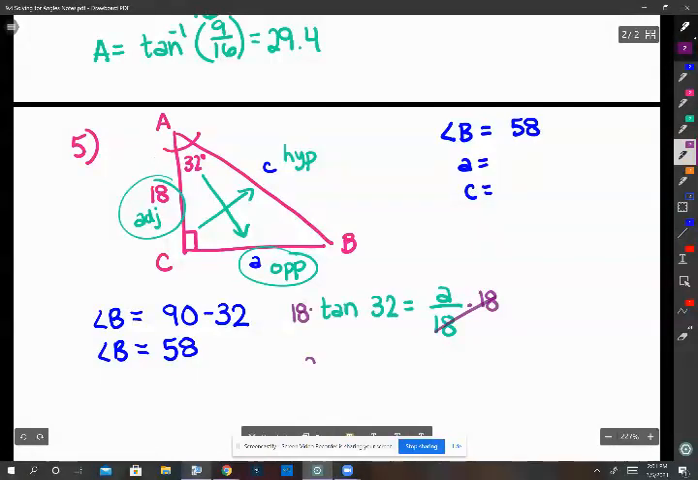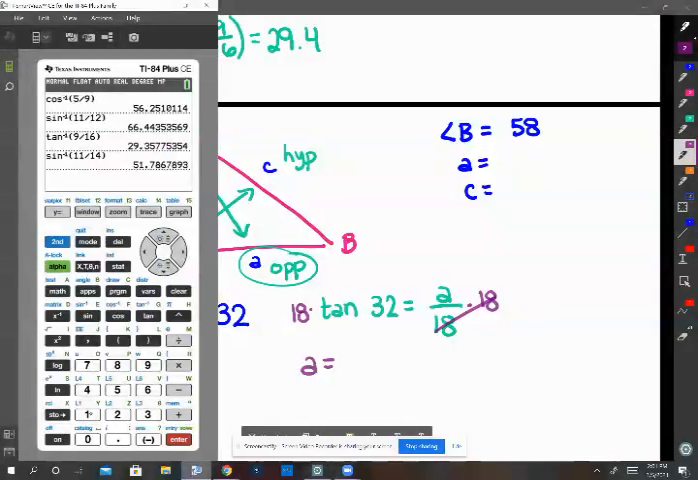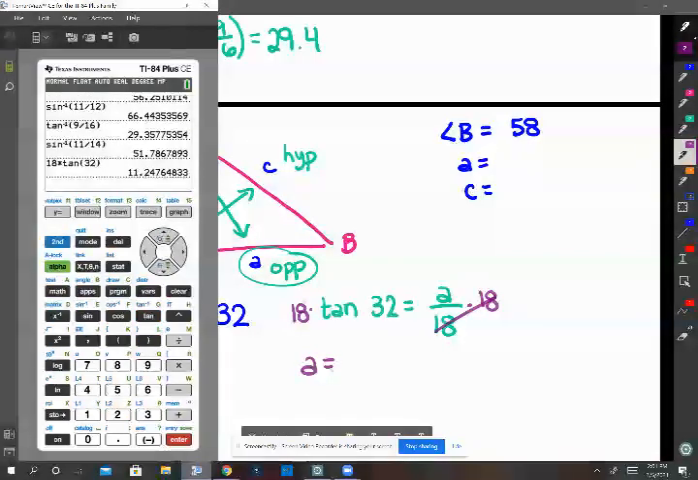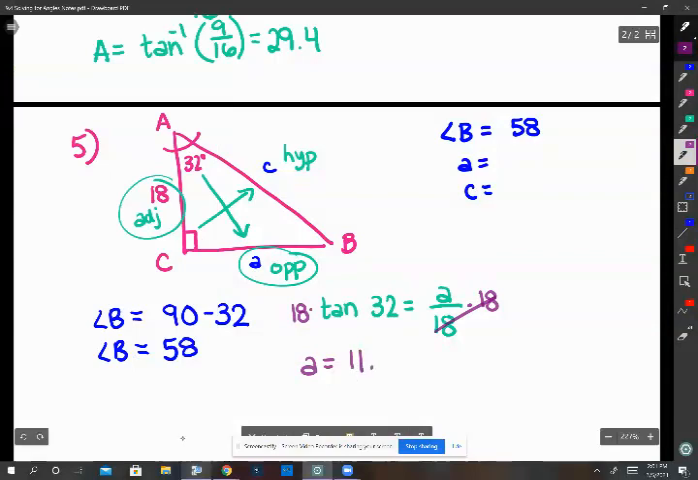This goes away, and we're left with A is equal to, and we just put it in our calculator. So we're going to go 18 times tangent of 32. That gives us about 11.2. So our A side is about 11.2.